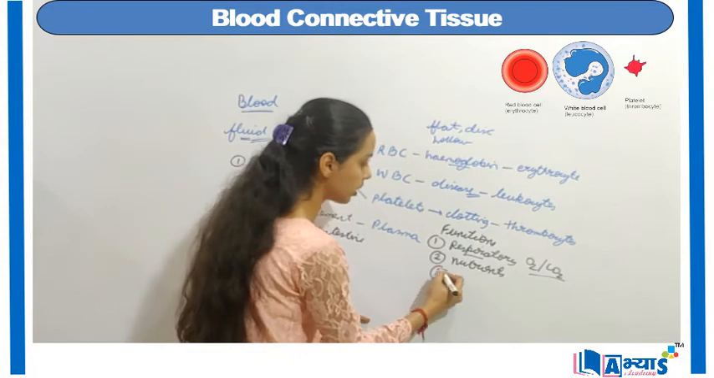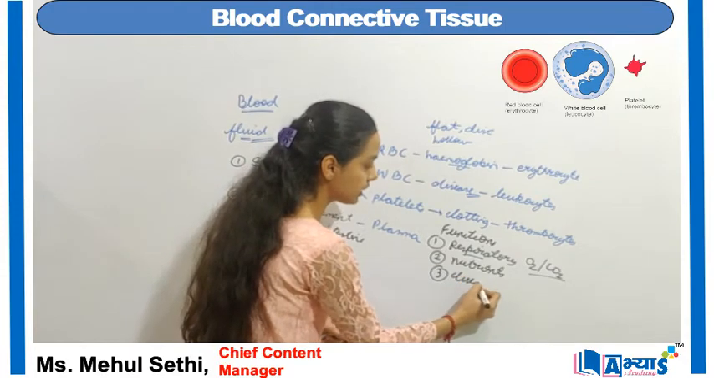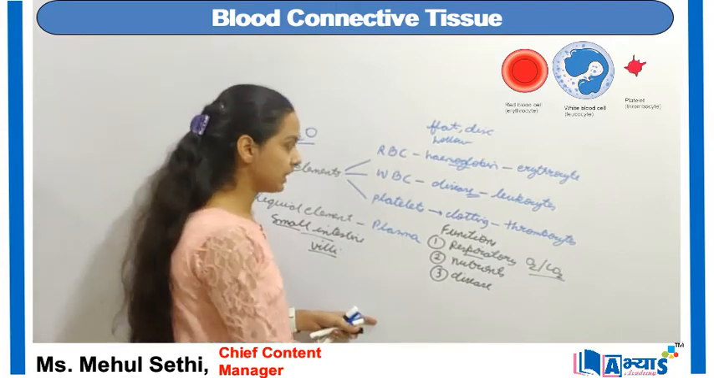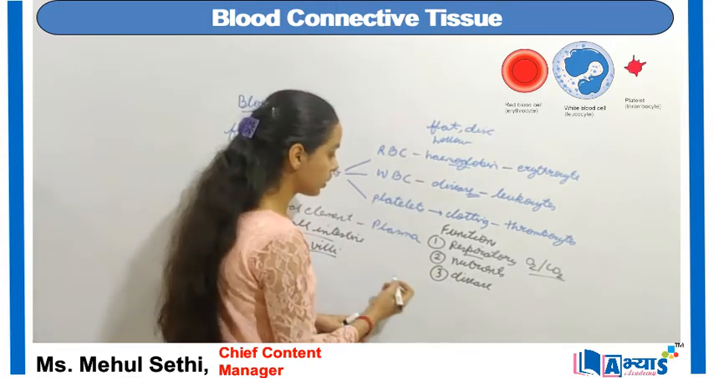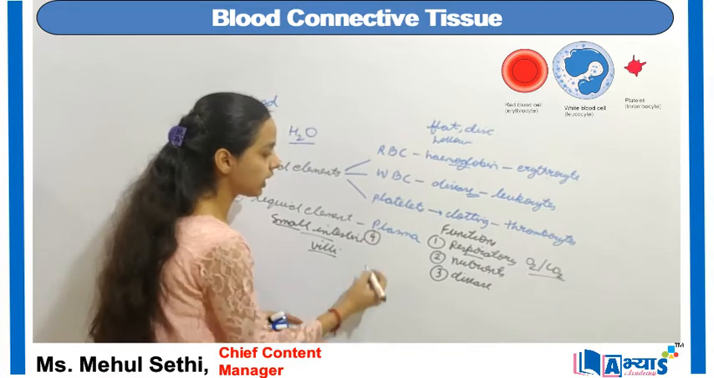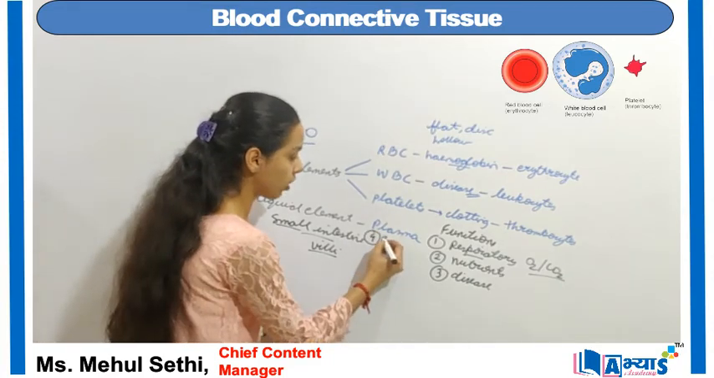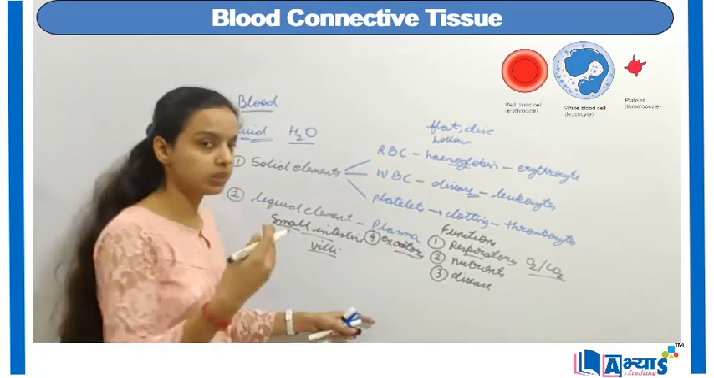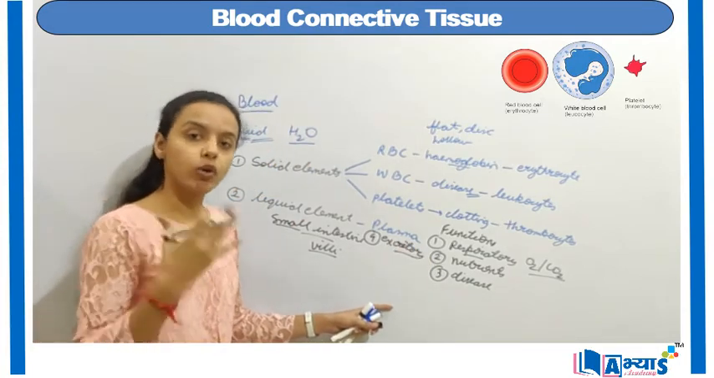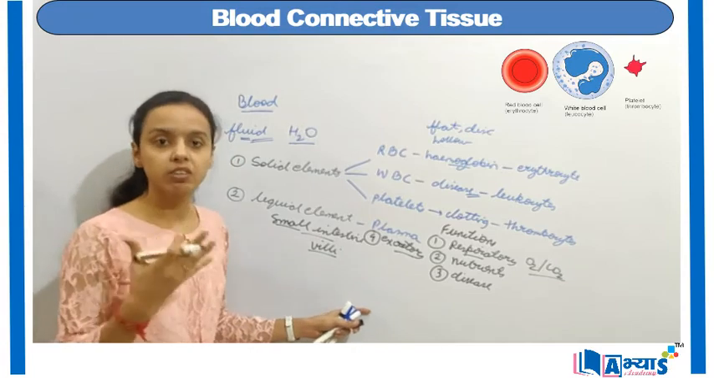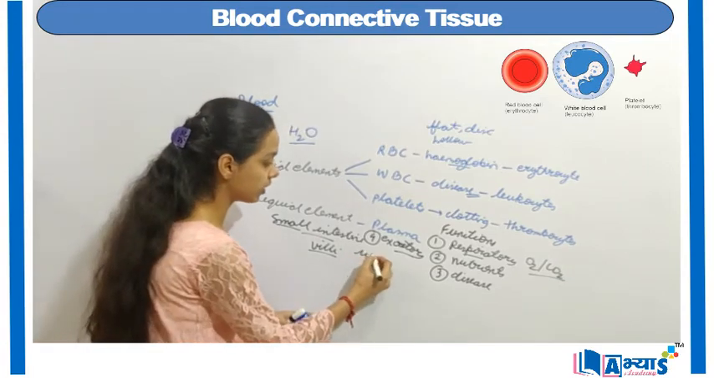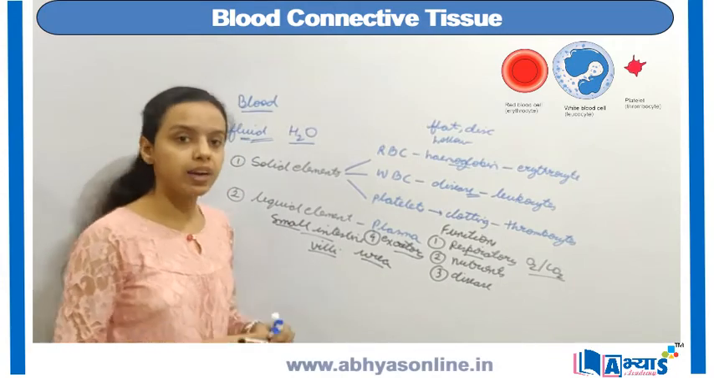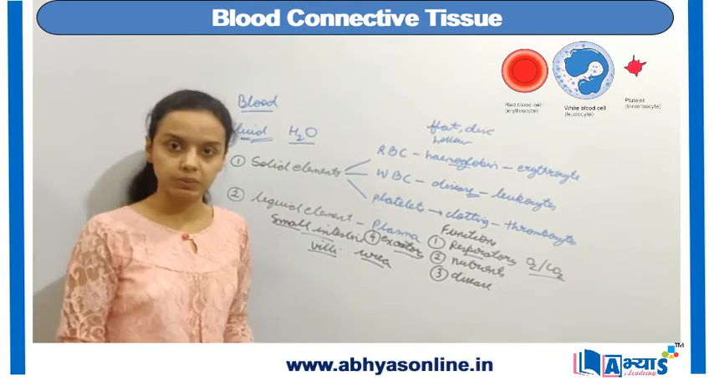The third important function is to fight against certain diseases, like in the case of the WBCs or white blood cells. The fourth important function is the case of excretory products. As the blood transports certain substances from all over the body, it also eliminates certain waste products, like urea or uric acid. So this is how the blood helps in the transportation of certain substances.